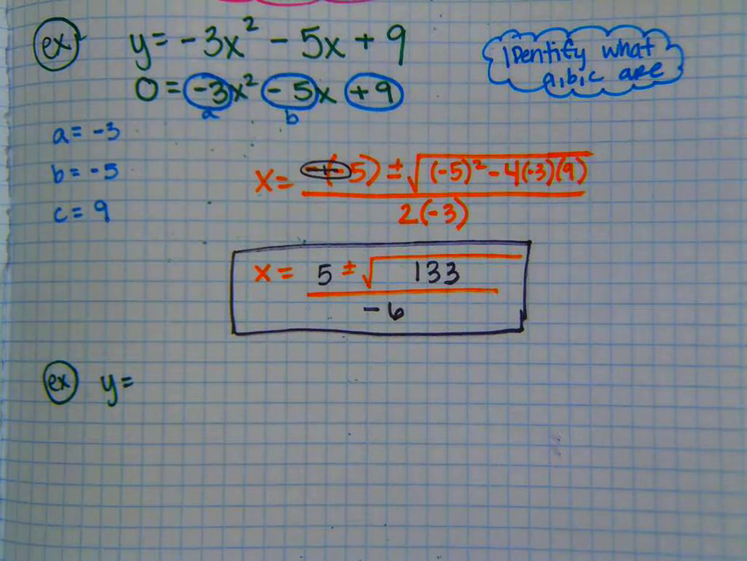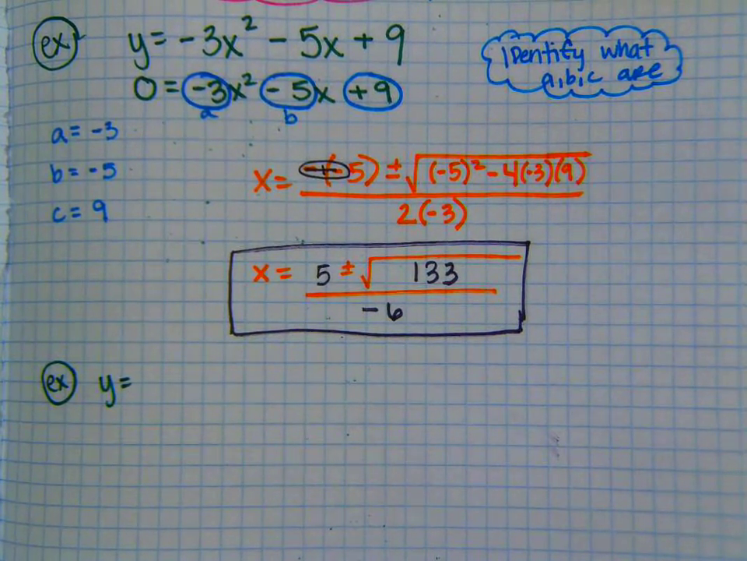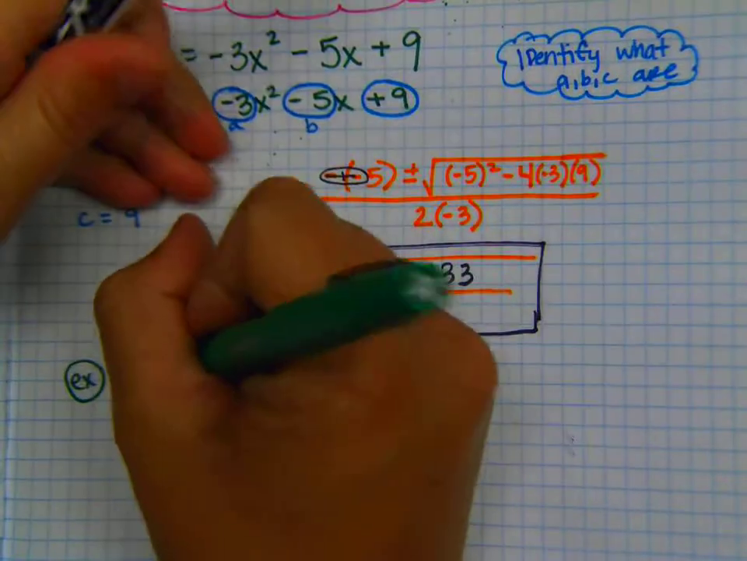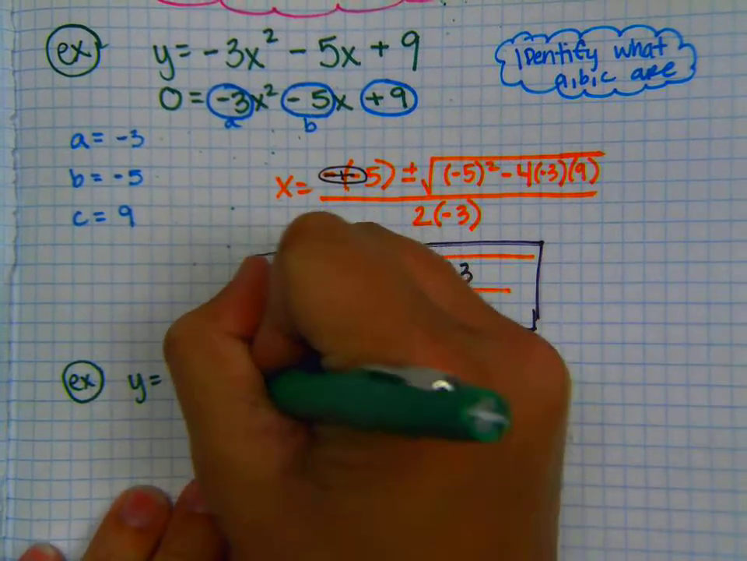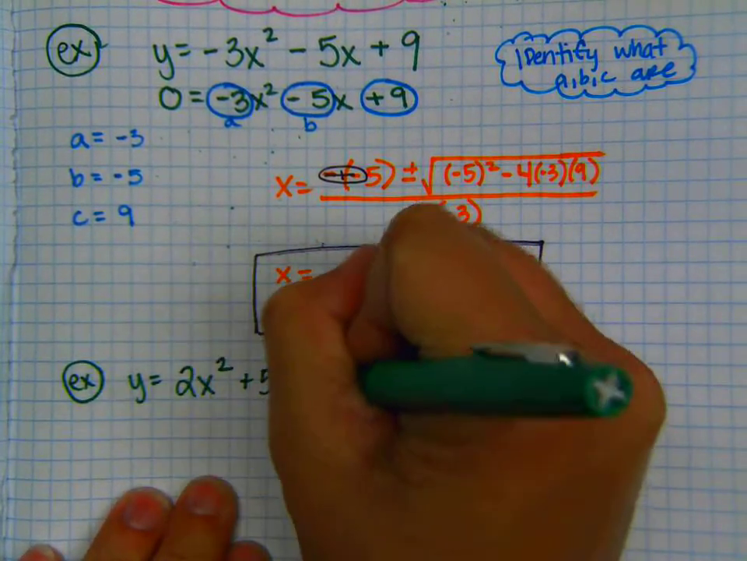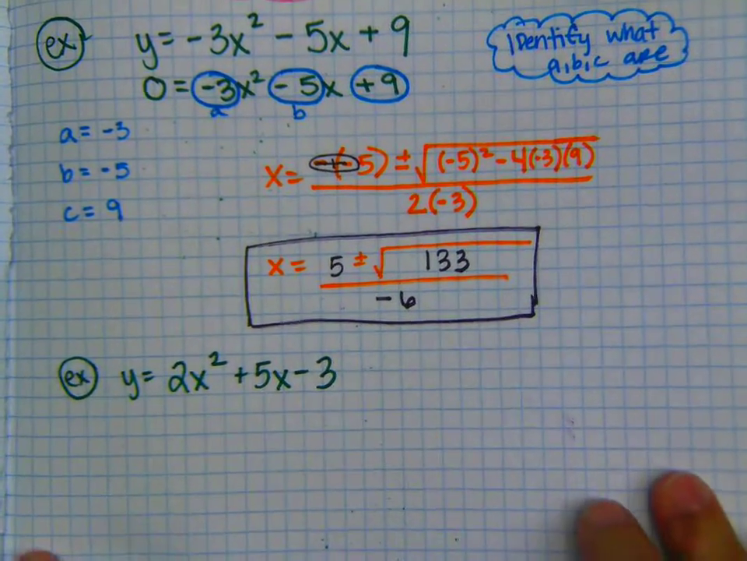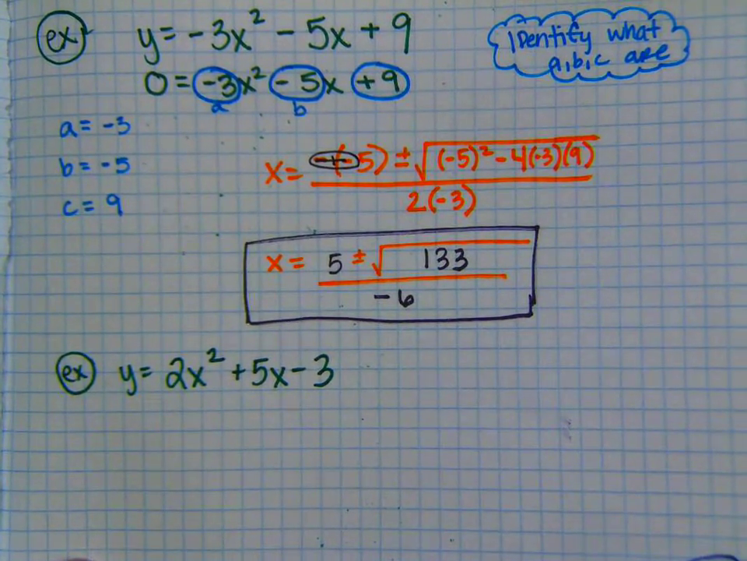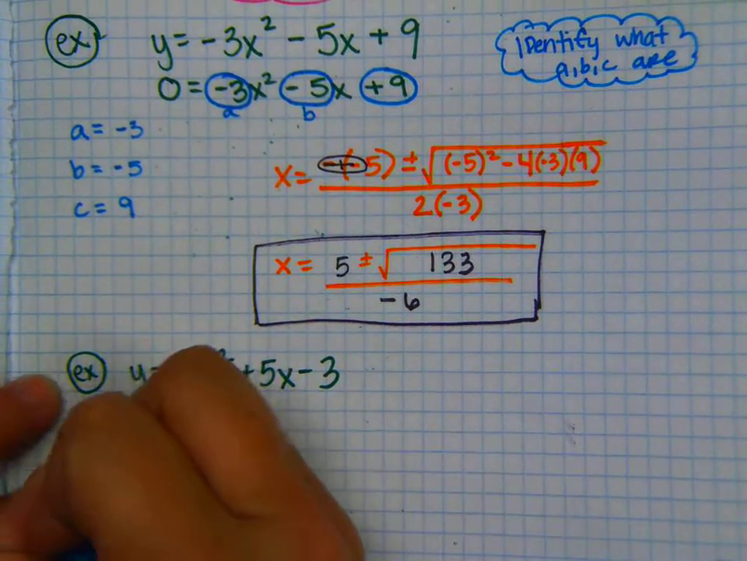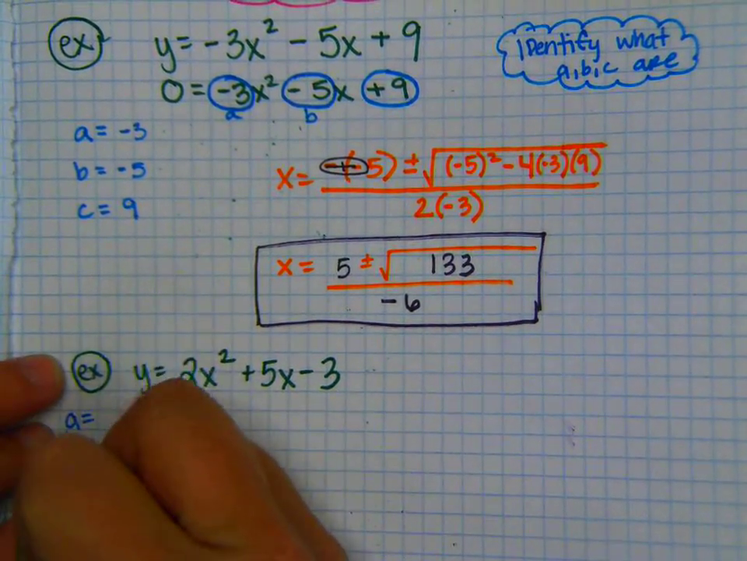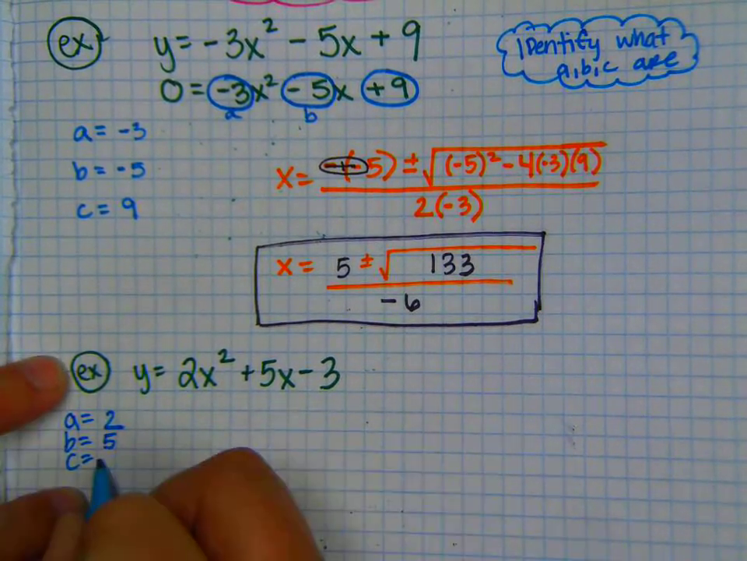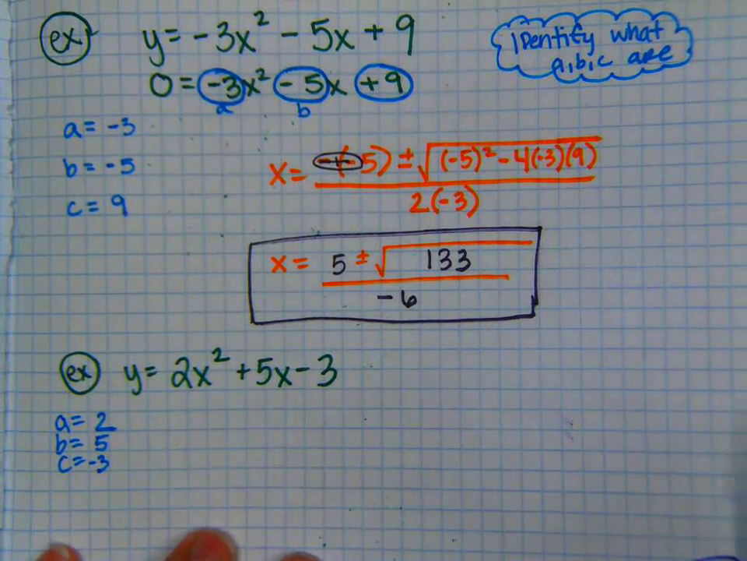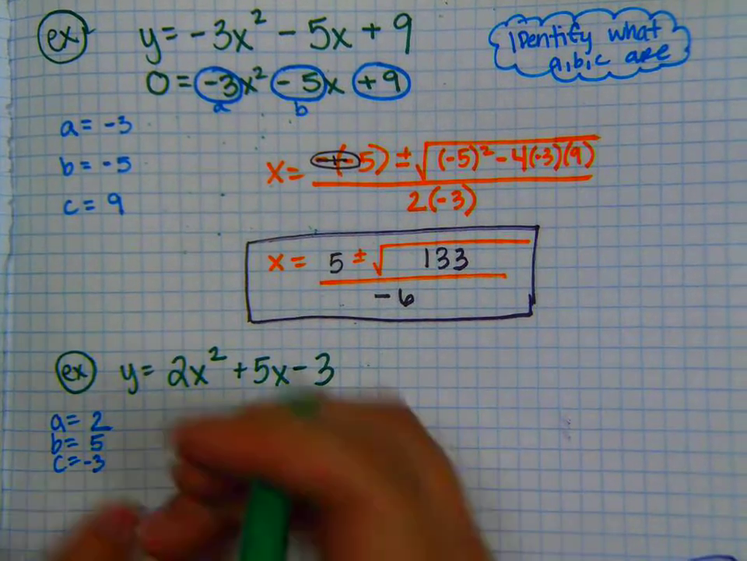Okay, so your example is going to be 2x squared plus 5x minus 3. So go ahead and use the quadratic formula and see if you can solve this. The first thing I'm going to do is identify my a, b, and c. A is 2, b is 5, c is negative 3. I apologize, I didn't make it equal 0. That's okay, I can just write it right underneath here.